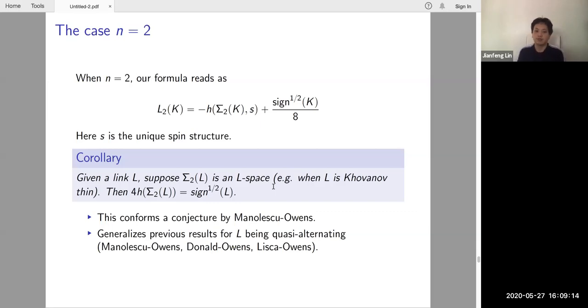Manolescu-Owens proved the conjecture for alternating knots, then Daemi-Owens proved it for alternating links, and then Lisca-Owens proved it for quasi-alternating links. All right, that's the case n equals 2.